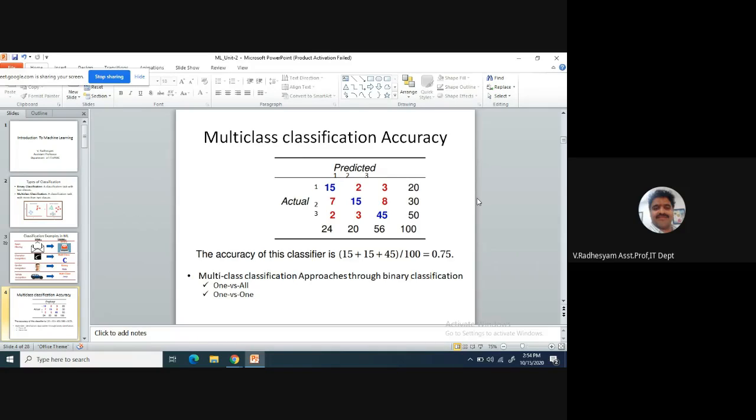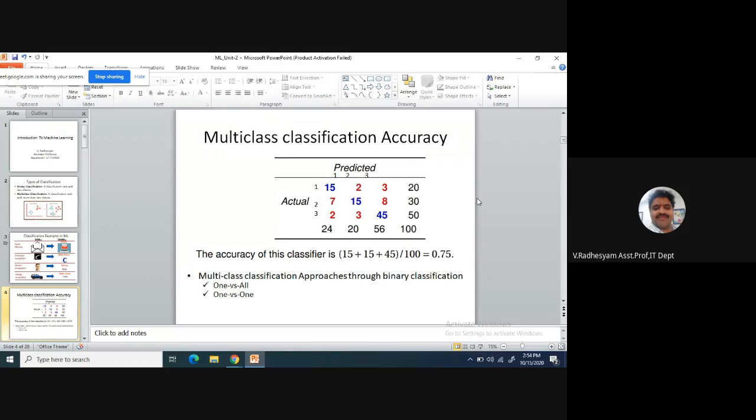So accuracy will be calculated by adding all these diagonal things: 15 plus 15 plus 45. Sorry, the total is not the diagonal one. Adding the horizontal and vertical ones, you will get 100. And you add all the diagonal ones and divide by 100. 0.75. That means 75% accuracy.